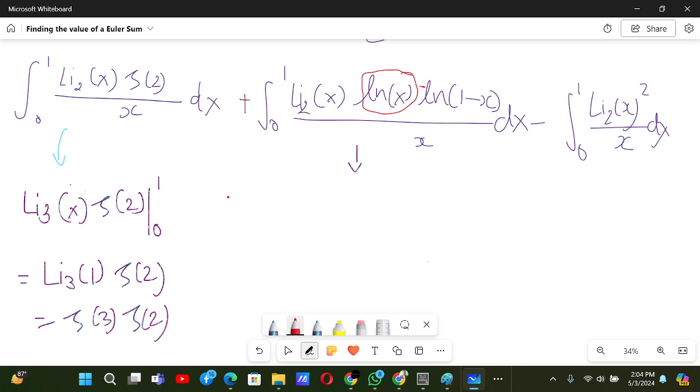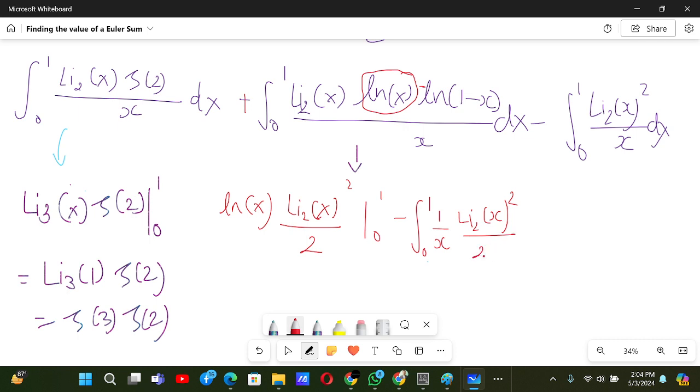Now this is ln x as it is, and the remaining is just the derivative of Li2 of x. So it will just be Li2 of x whole squared by 2, and this is from 0 to 1, minus the next integral from 0 to 1 of ln x derivative 1 by x, and its integral is Li2 of x whole squared by 2 dx.